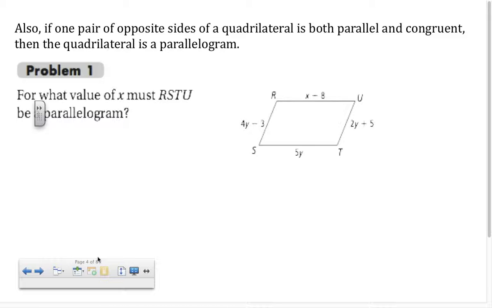Absolutely, yes. Notice this equation that I would be setting up with the 4y minus 3 and the 2y plus 5, that's only got y in it, whereas this equation would have an x and a y in it. Leave that one for last. Let's figure out what y is first.